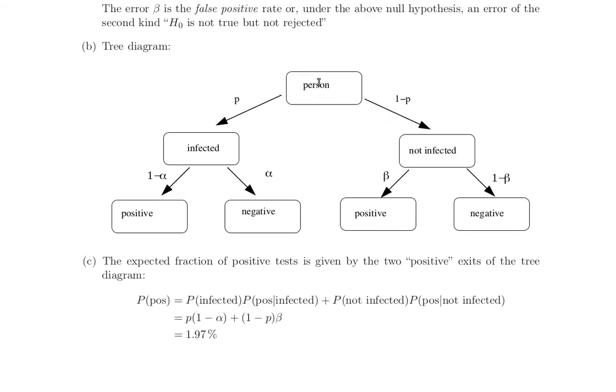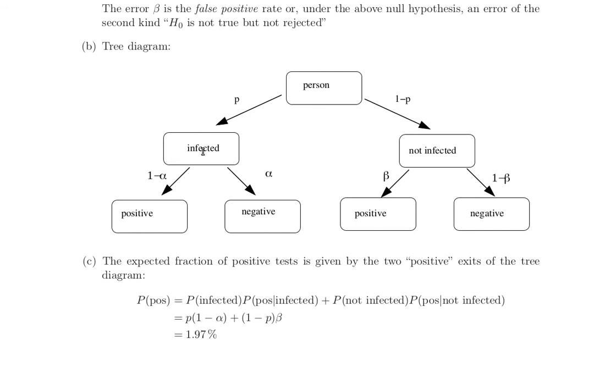So we start with a person of the population, and the problem statement says with a probability p of 1% this person is infected. So that high-level branch is about reality. And with the converse probability 1 minus p, the person is not infected, because it's a binary outcome.